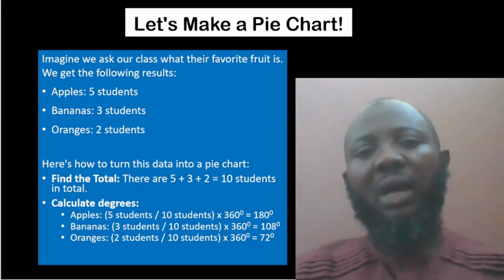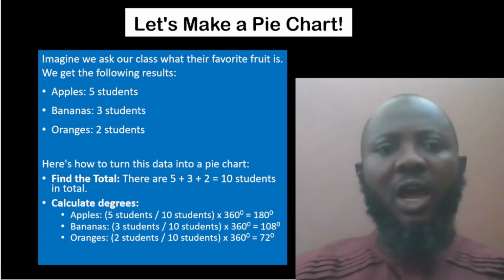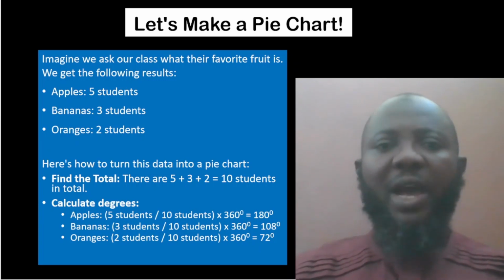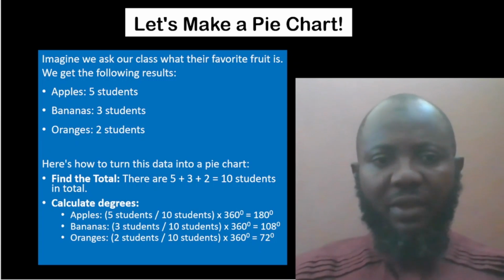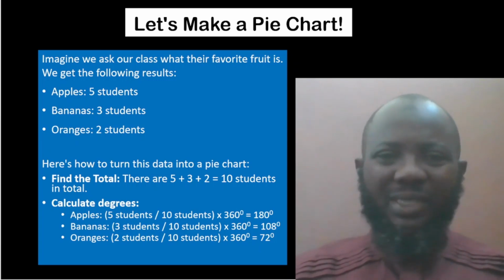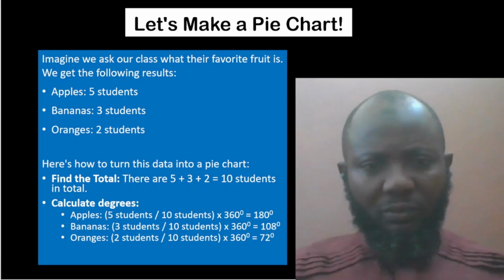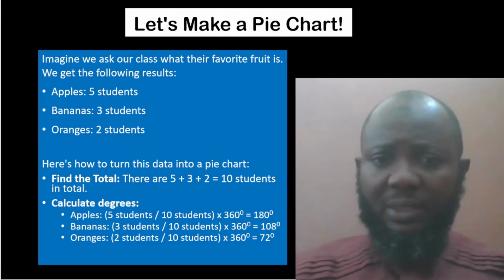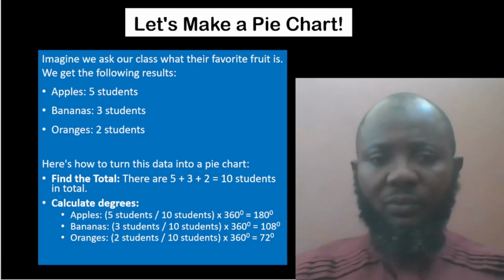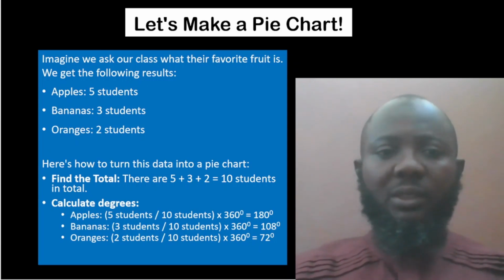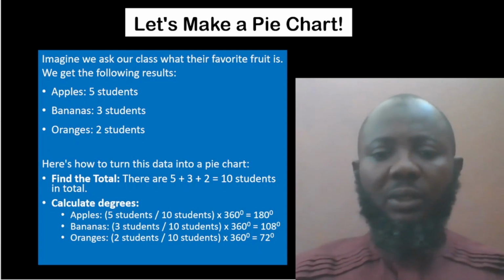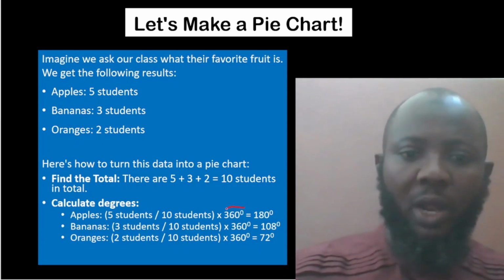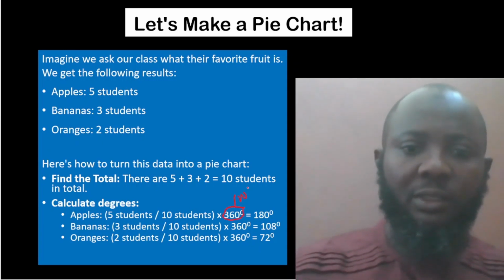Then we need to calculate the degrees. For apple, how many students prefer apple? 5 students prefer apple. 5 out of how many students? 10. So that's 5 students divided by 10 students. Then since the total degree in a circle is 360, that will be multiplied by 360. But if we are taking it to percentage, this will be multiplied by what? By 100. Instead of 360, this will be 100%.